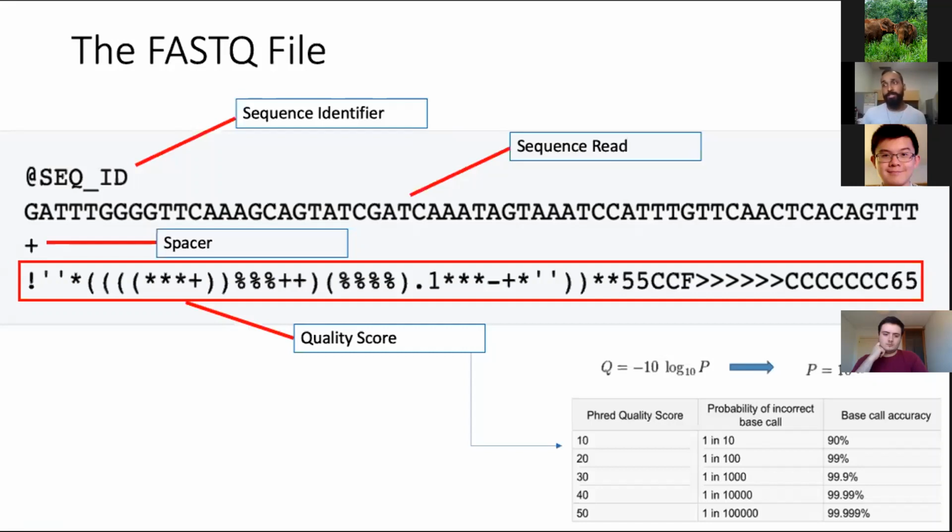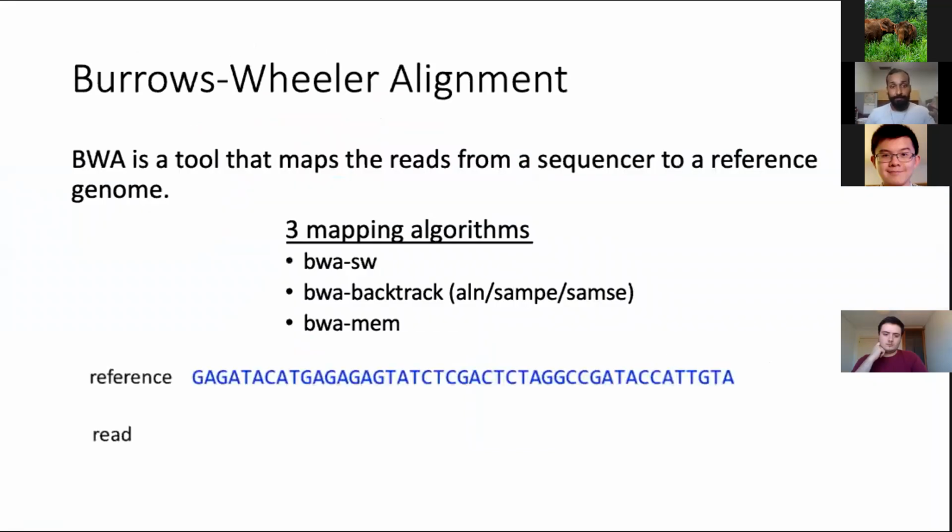So let's do a little example here. If a certain base has a Phred score of, let's say, 10, that means there's a 1 in 10 chance that that call by the sequencer was incorrect. Another way of interpreting this would be to say that there is a 90% chance that that base call was accurate. If the Phred score was 20, the probability of an error would be 1 in 100, and so on and so forth.